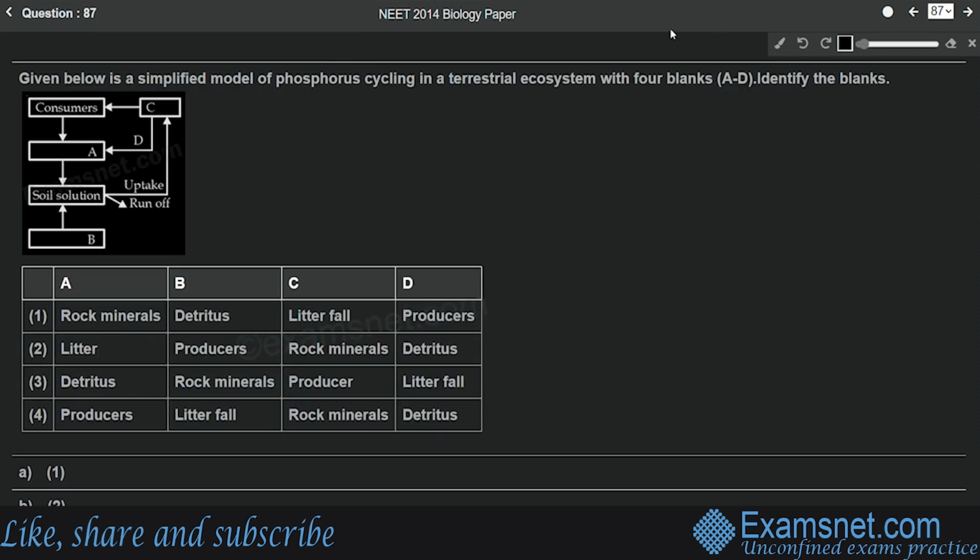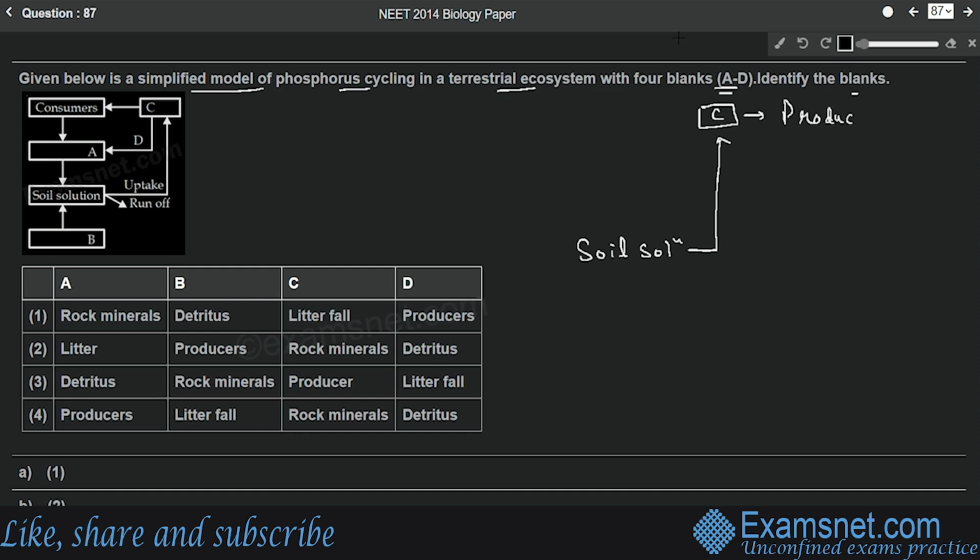Question number 87 is from the chapter Ecosystem, and the question is, given below is a simplified model of phosphorus cycling in a terrestrial ecosystem with 4 blanks A to D. Identify the blanks. Okay, so we can see that there is an uptake of phosphate from the soil solution by C. Okay, and we know that animals cannot take up the minerals directly from the soil solution, but plants can. So C must be plants or producer.